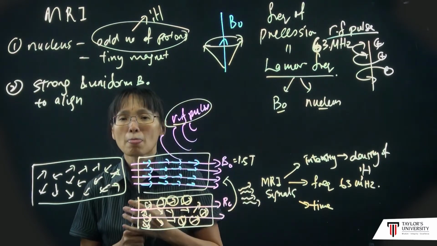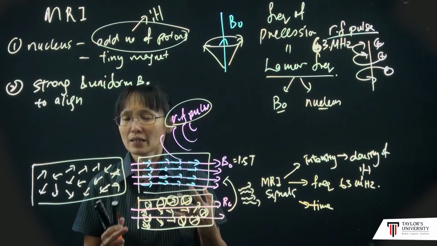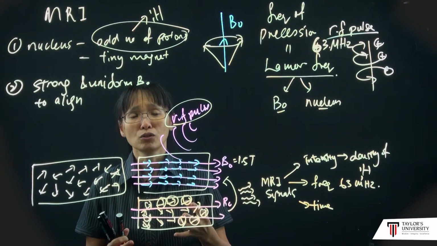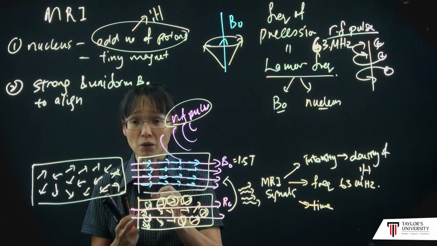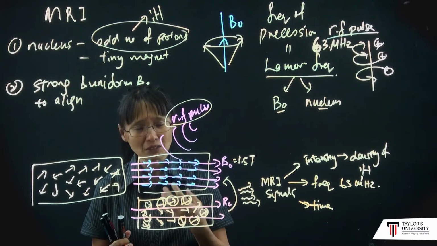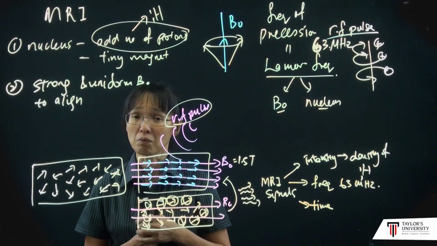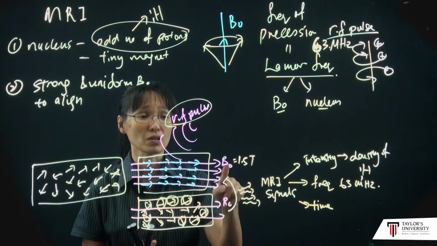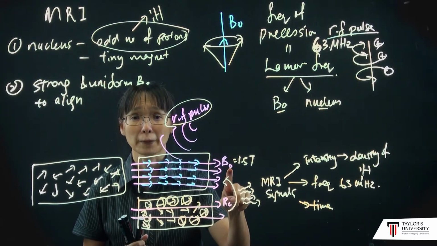Now the question here is, the energy is emitted, but the energy is emitted throughout the body. So how do we know which part of the body the signal is coming from? So we must find a way. That's why we impose a magnetic gradient on top of this uniform magnetic field.